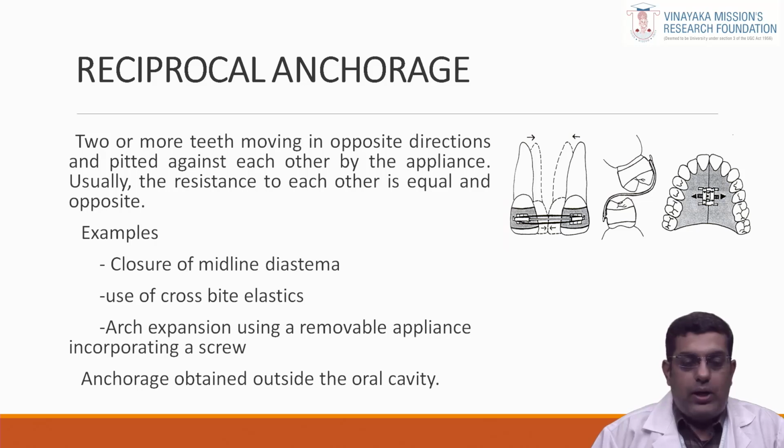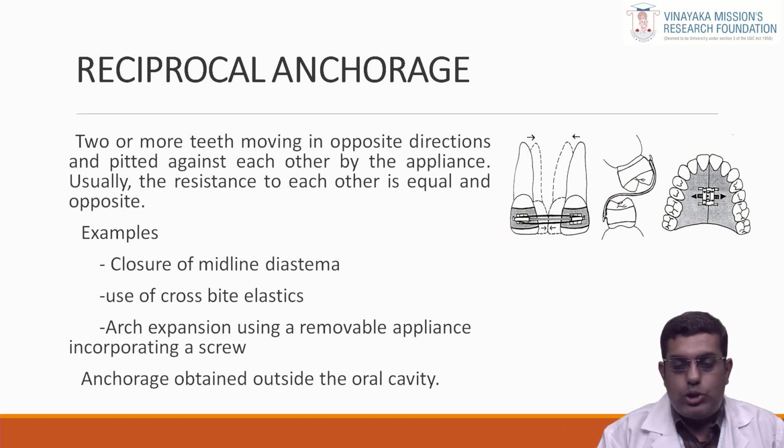Next, coming to reciprocal anchorage. What is a reciprocal anchorage? When two or more teeth are moved in opposite directions and are pitted against each other by the appliance, usually the resistance to each other is equal and opposite. For example, in the first picture, you can see there is a midline diastema between the two central incisors. We need to close this midline diastema by pushing both teeth equally towards the midline.